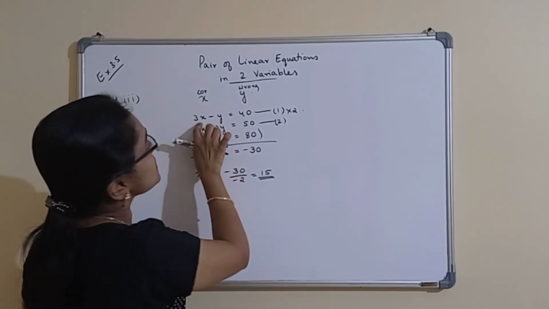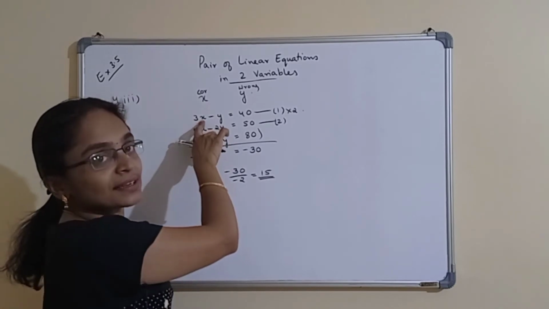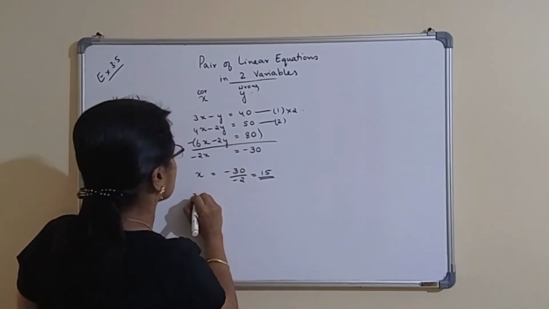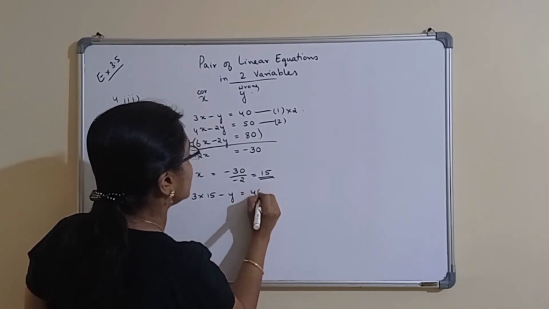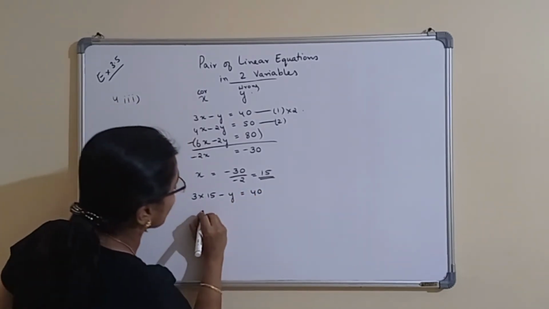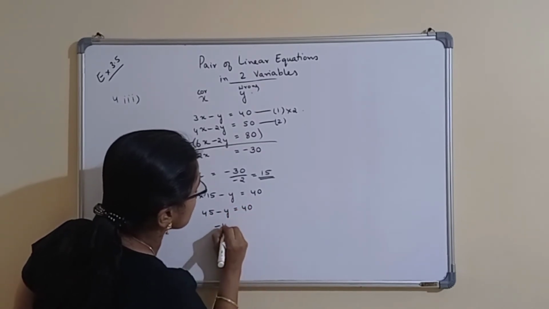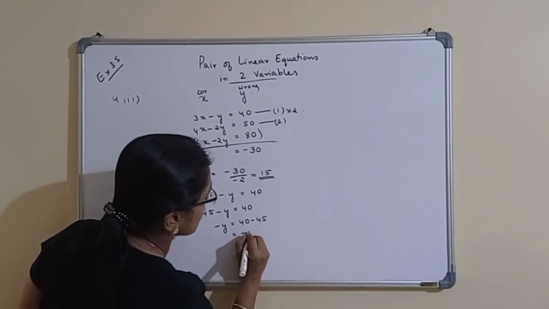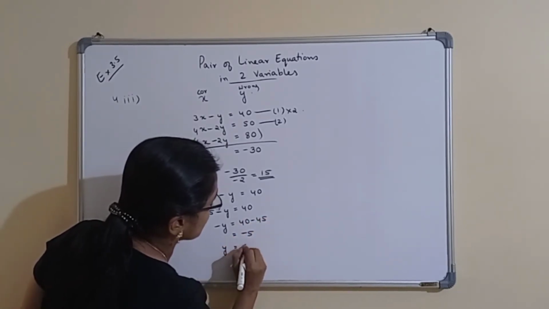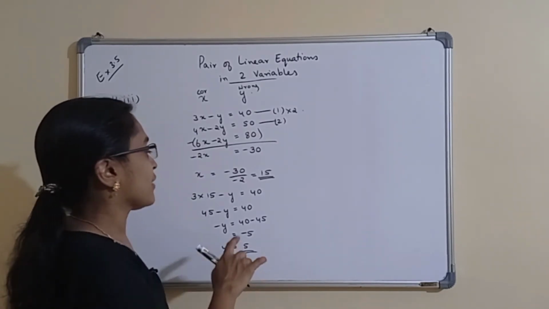For that, just substitute x in equation 1 or equation 2. So, substituting it in equation 1, we have 3 into 15 minus y is equal to 40, which means 45 minus y is equal to 40. So, minus y is equal to 40 minus 45, which is equal to minus 5. So, y is equal to 5. So, the number of wrong answers that he got is 5.